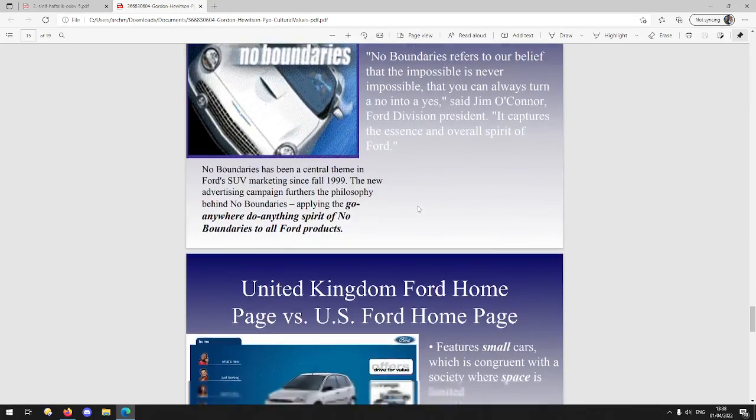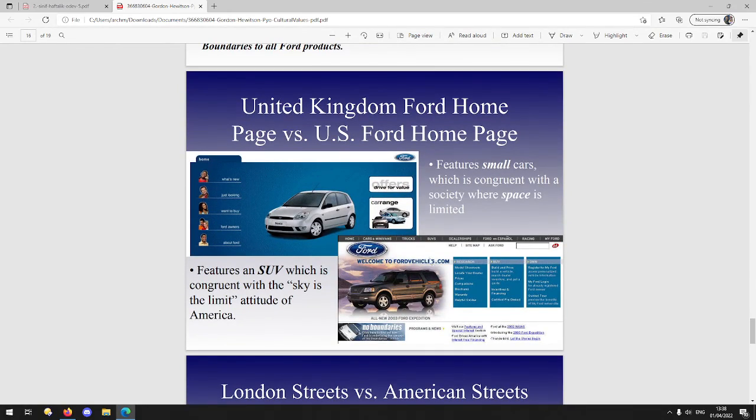Here. These are two websites of the Ford Motor Company. This is for Europe and this is for America. And you see what they emphasize in here. In here they emphasize a smaller car because they are much more resource aware and family oriented. But this one is about power and majesty and such.